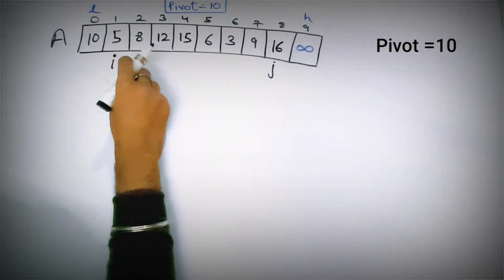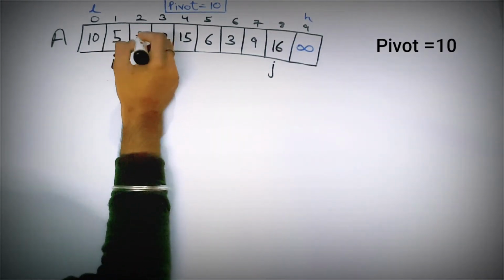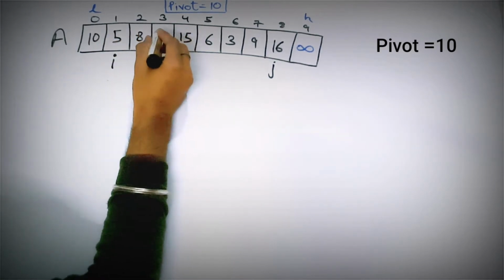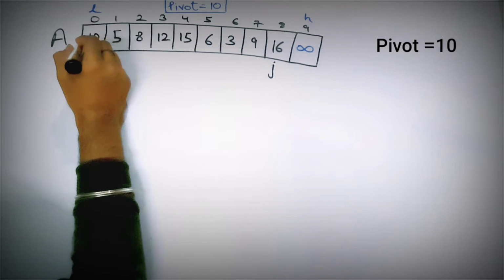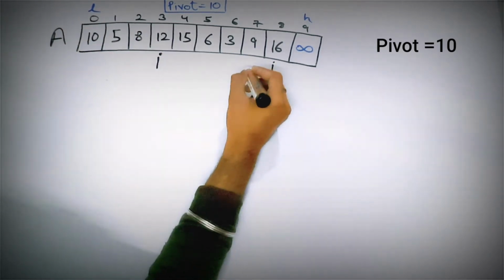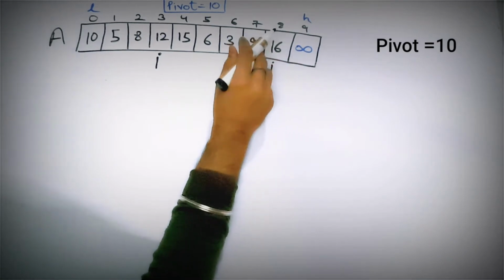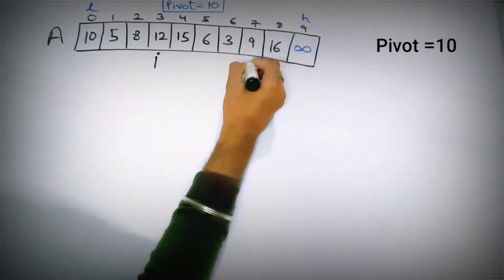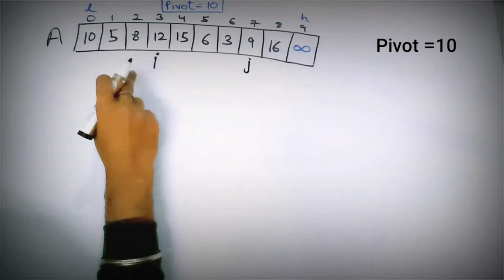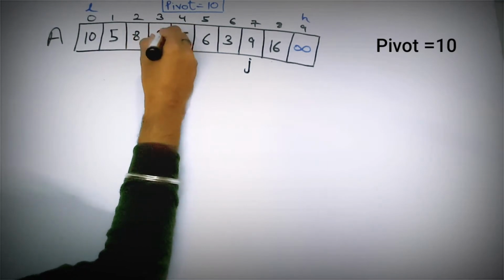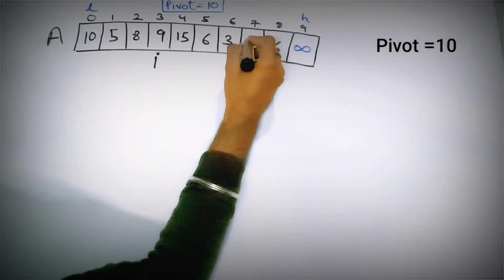Now again increment I. But this element 8 is less than 10. So we again increment I, 12. So 12 is greater than the pivot, greater than 10. So mark it as I. Decrement J. The element is 9, which is less than the pivot, less than the 10. So mark it as J. Now interchange ith and jth elements. Make it 9 and make it 12.